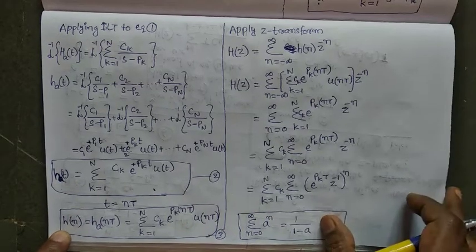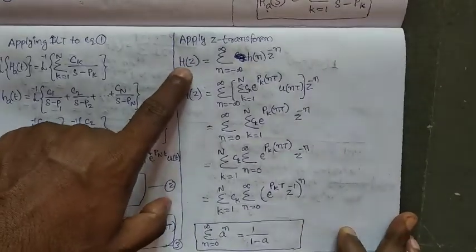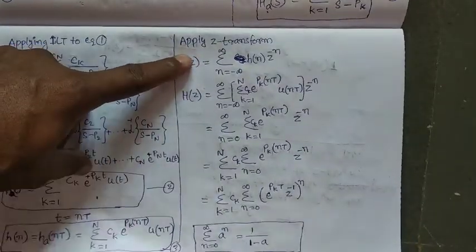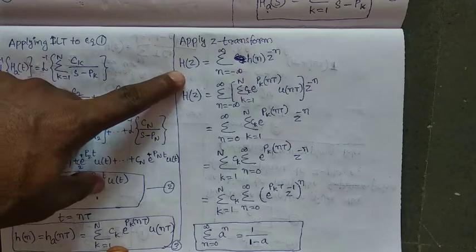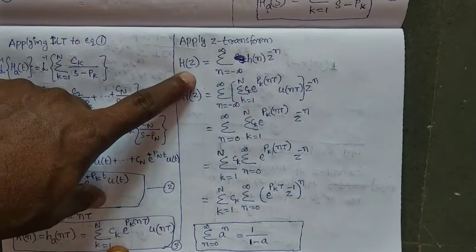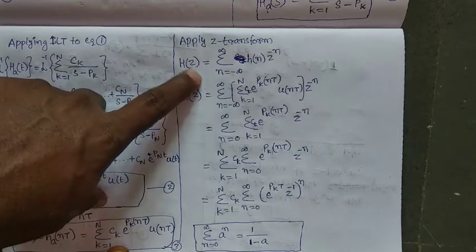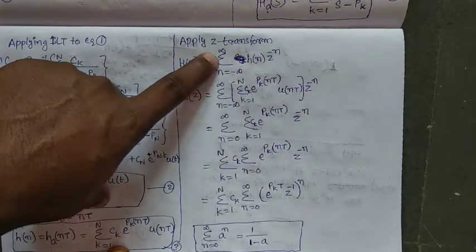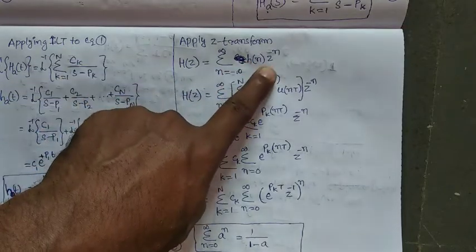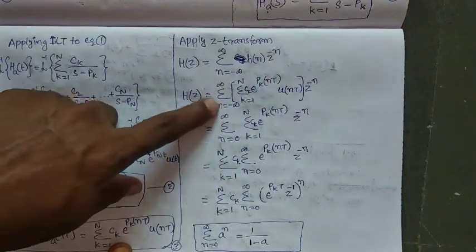Now the fourth step. In the fourth step we are applying what? The Z transform to equation 3. Here means how to determine the Z transform? H of z is equal to what? Z transform of h of n is what? H of z is equal to summation n equal to minus infinity to infinity h of n into z power minus n.